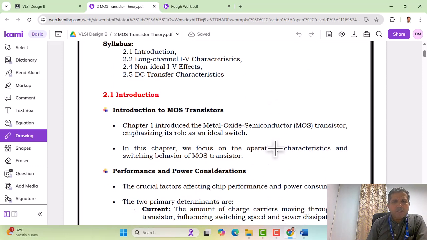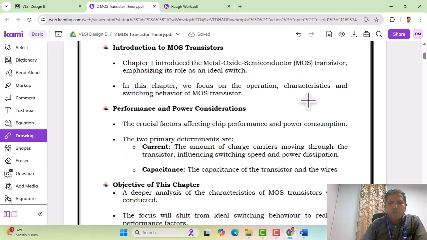As we all know, the MOS transistor is the foundation for any electronic system. Without MOS transistors, we cannot design or develop any electronic systems. 99.99% of electronic systems consist of the MOSFET as the fundamental element. So let us try to understand the background and the working principle of MOSFETs with their characteristics.